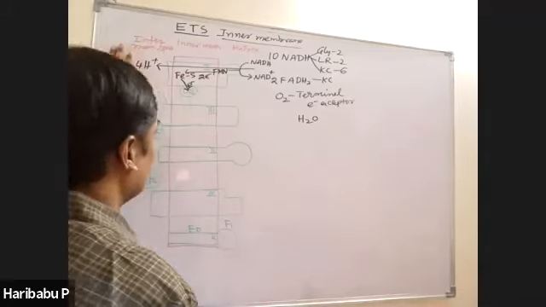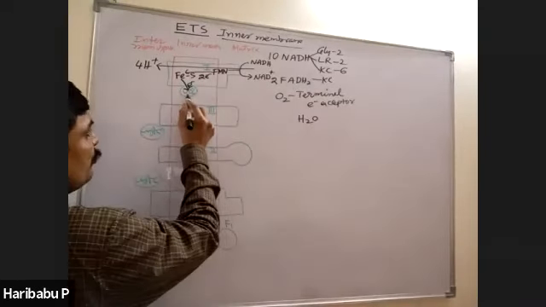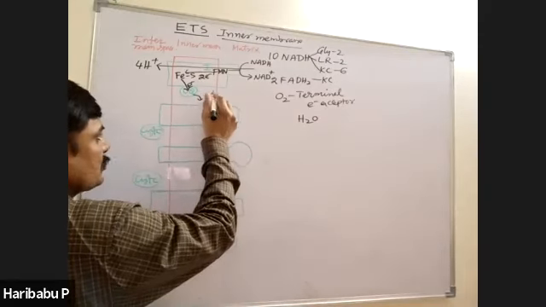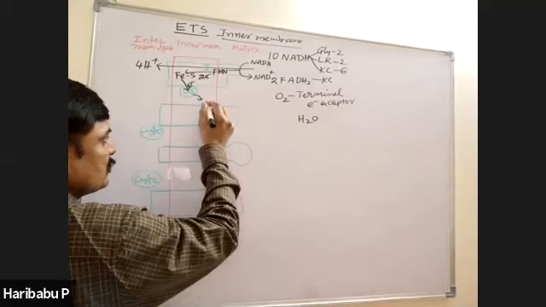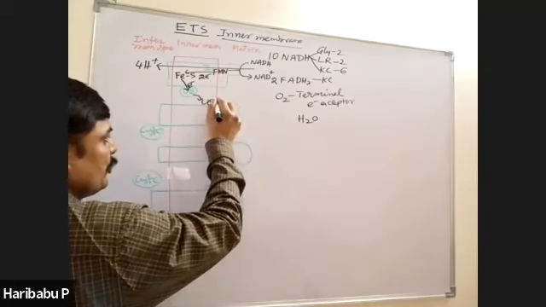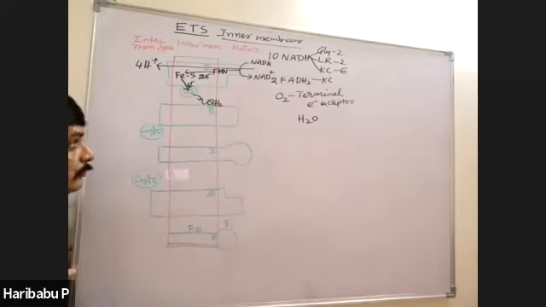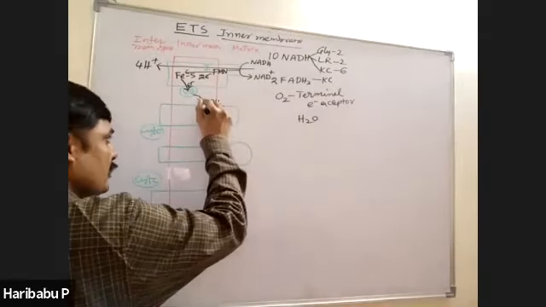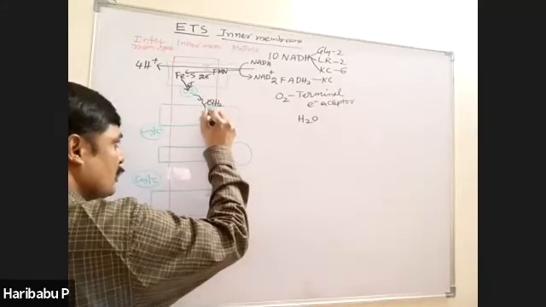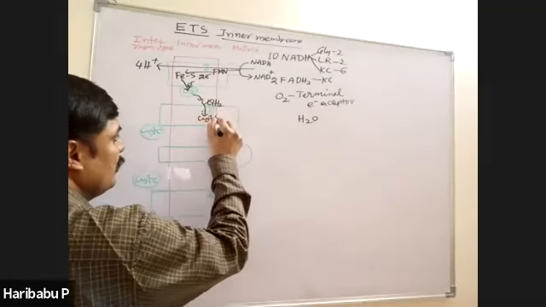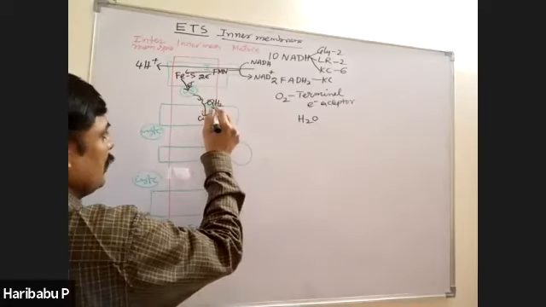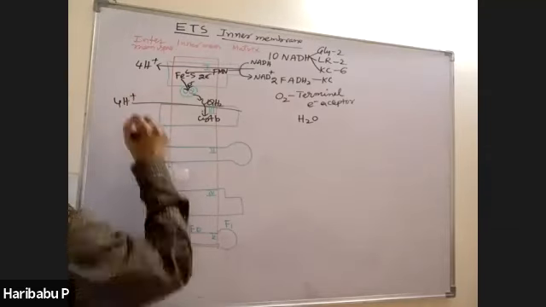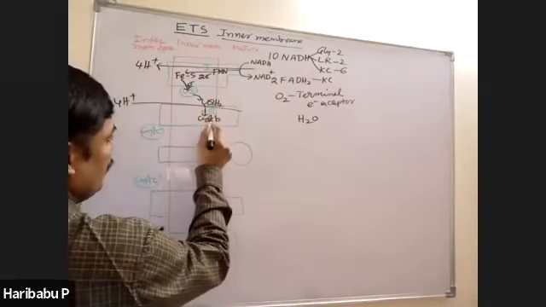Now the electrons are here, and ubiquinone takes protons from the matrix as well, so that it becomes UQH2, right? Now in complex 3, it gives electrons to cytochrome B, and the protons are transferred into the intermembrane space.